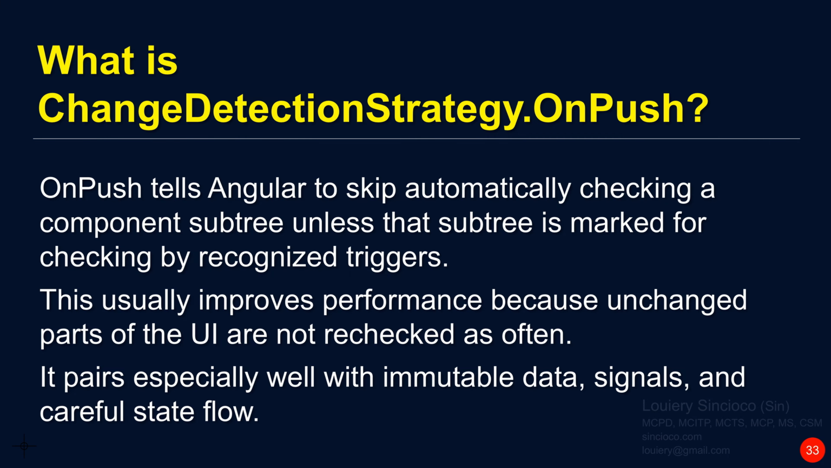What is change detection strategy? OnPush. OnPush tells Angular to skip automatically checking a component subtree, unless that subtree is marked for checking by recognized triggers. This usually improves performance because unchanged parts of the UI are not rechecked as often. It pairs especially well with immutable data, signals, and careful state flow.